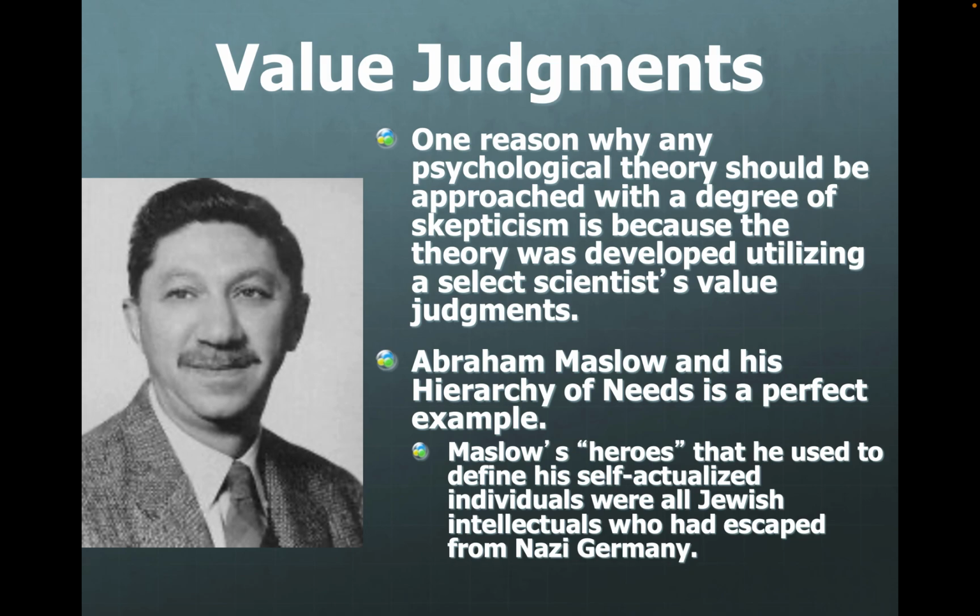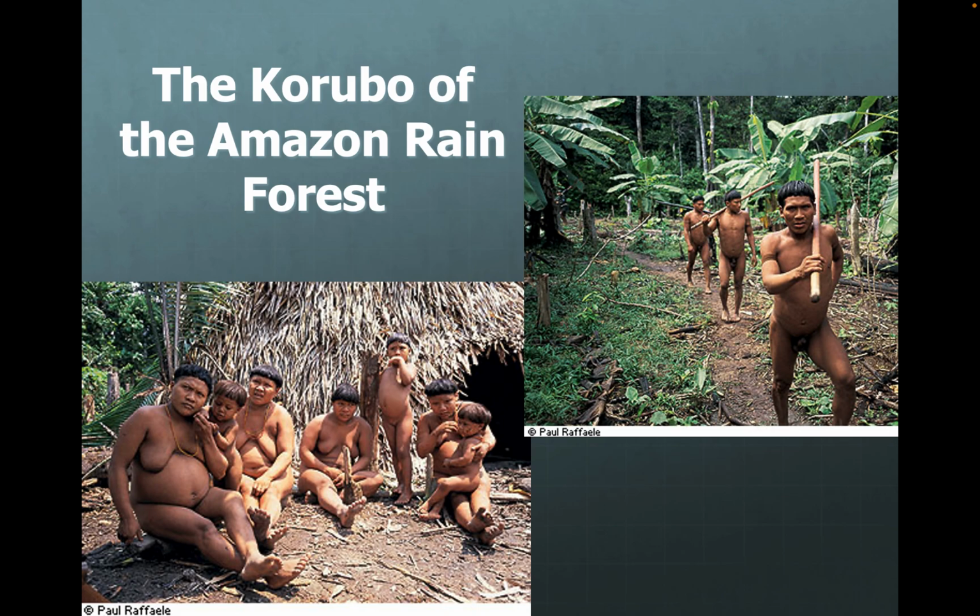One reason why any psychological theory should be approached with a degree of skepticism is because the theory was developed utilizing a select scientist's value judgment. So if you think that everybody should put on their clothes, you can go down to the Amazon and talk to the Kurubo and tell them they need to put clothes on. But by golly, that's a club, and it's long.